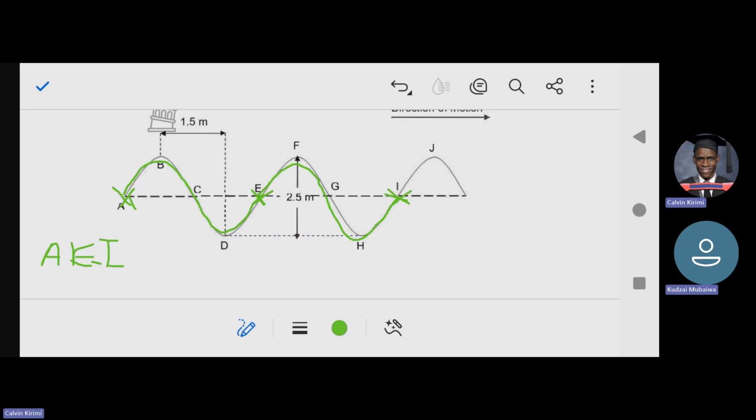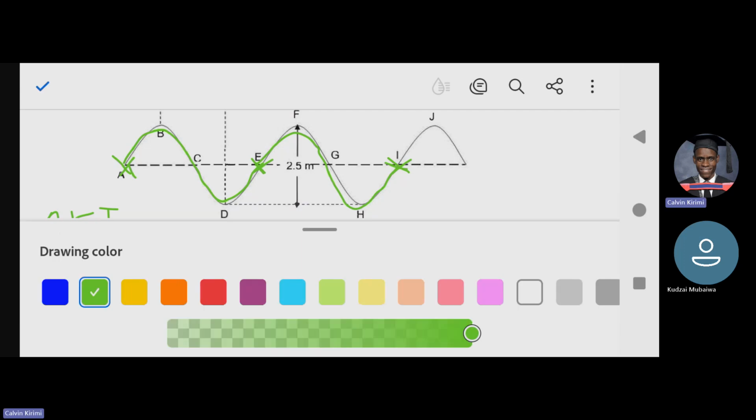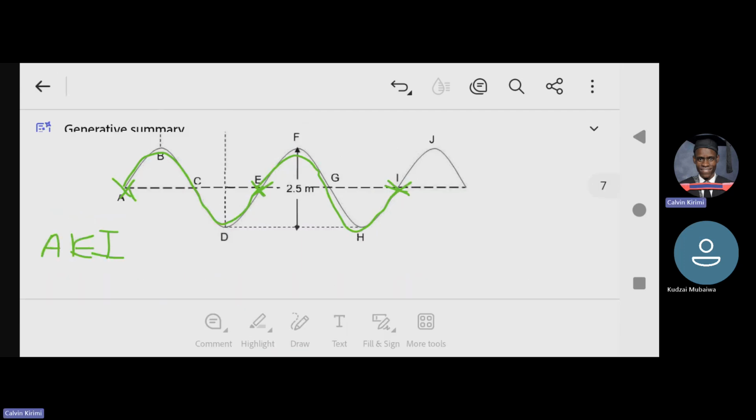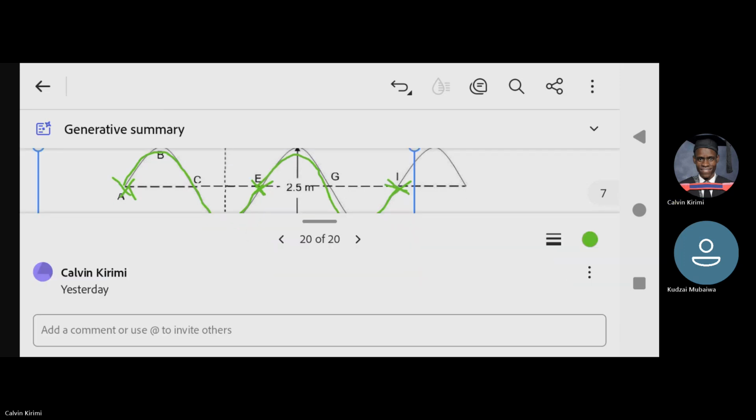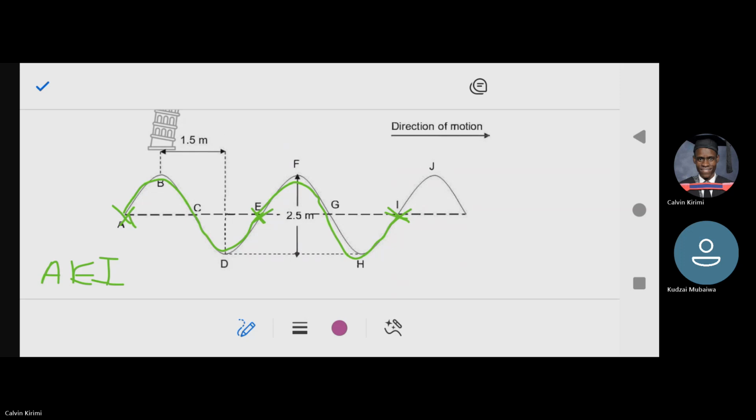Then let's check another one which is in phase apart from A, E, I. Let's use a different color. Let's go to point B. Can you see B? Yes, sir. Right. Let's have a point starting at B and it's repeating itself.